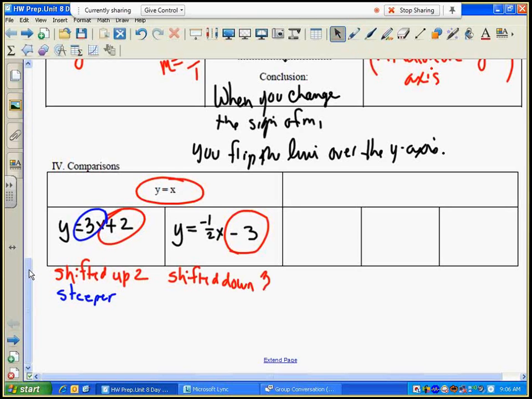Then take a look at the slope. This slope is negative 1/2. Originally it was 1, so there is a change there. Now you got to figure out which one is going to be steeper or less steep. Okay, well, think about the absolute values, how far those numbers are away from 0.